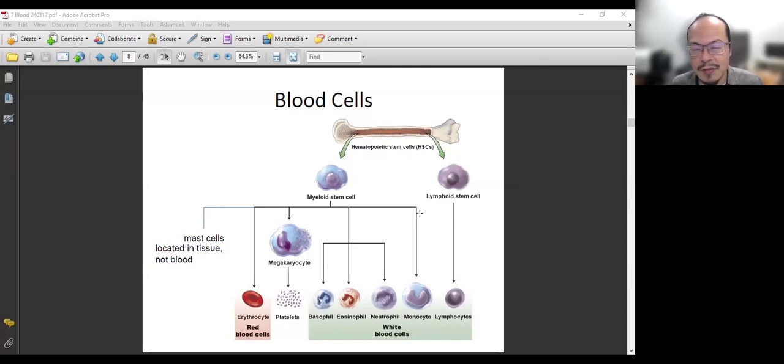Right. So the quiz question can be: which of the following cells are derived from the myeloid stem cell? Basically, everyone is, except the lymphocytes. And which one is derived from the lymphoid stem cells? That's the lymphocytes. A quiz question would be: where is the hematopoietic stem cell, the HSC? It's in the bone marrow. So that could be the question, right?